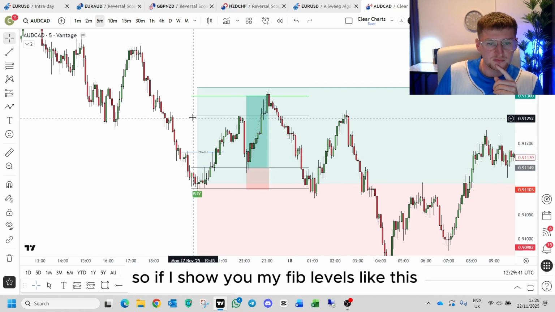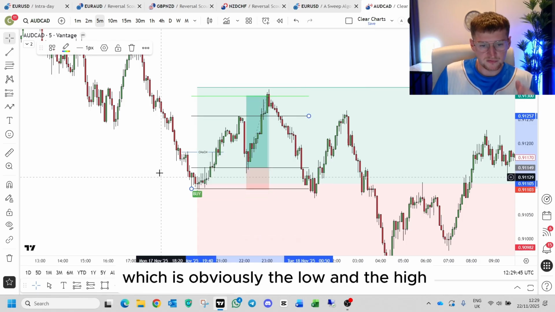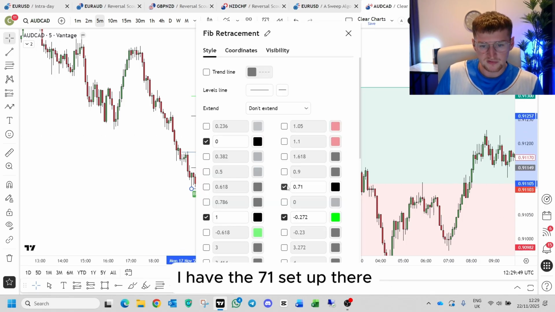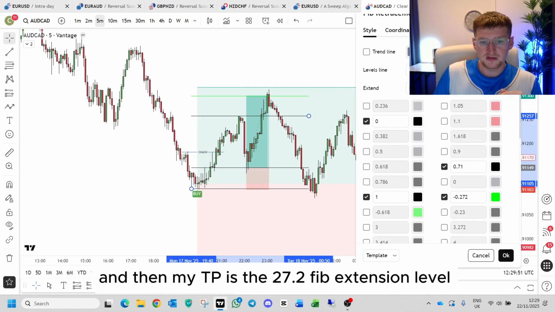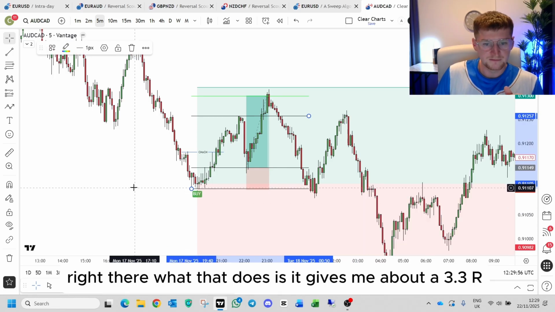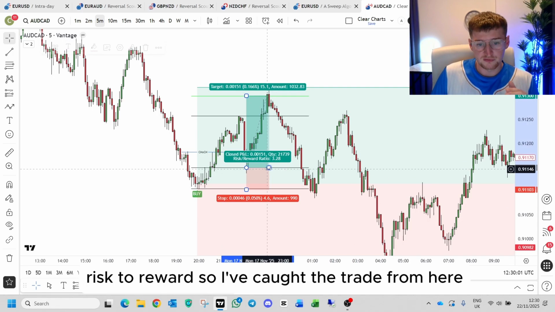So if I show you my fib levels like this, I've got the 0 and the 1, which is obviously the low and the high. And then in order to plot the 71, I have the 71 set up there. And then my TP is the 27.2 fib extension level right there. What that does is it gives me about a 3.3R risk to reward.